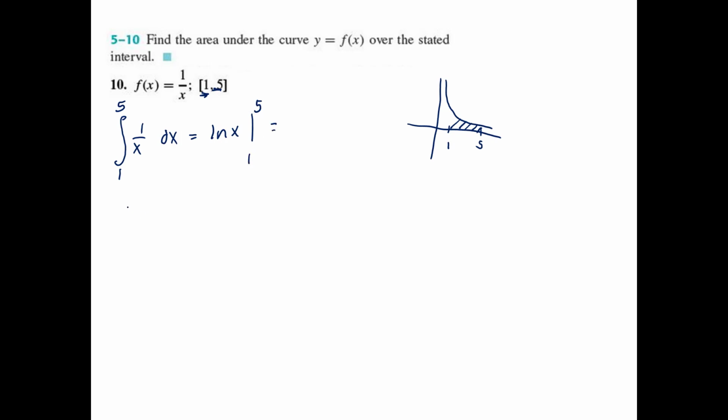When we plug in 5, we get the natural log of 5. And when we plug in 1, we get the natural log of 1. But the natural log of 1 is 0. So the exact answer is the natural log of 5. We can approximate that by punching it into the calculator if you like, but the natural log of 5 is good enough for me.